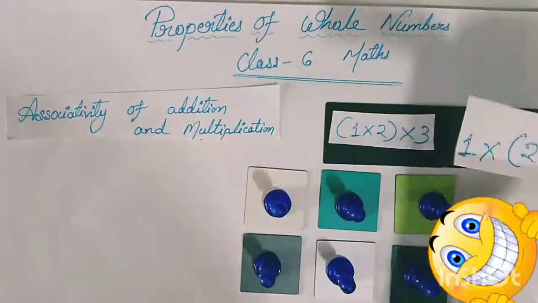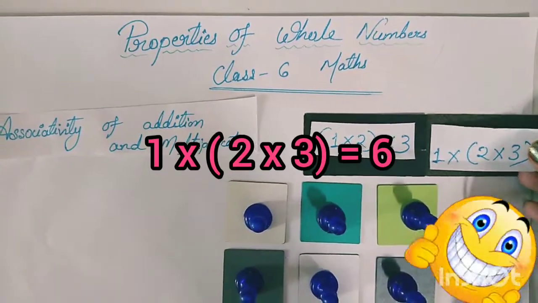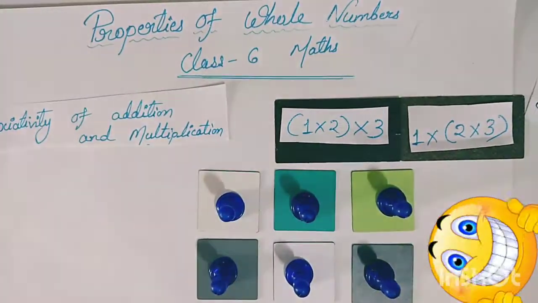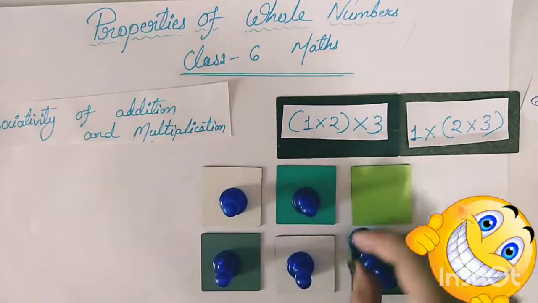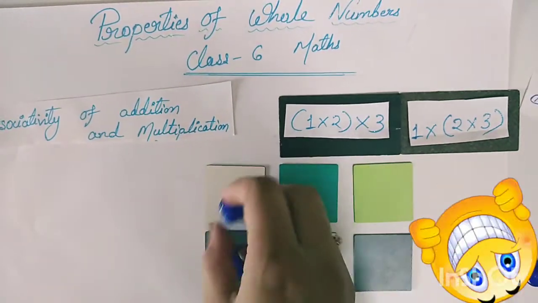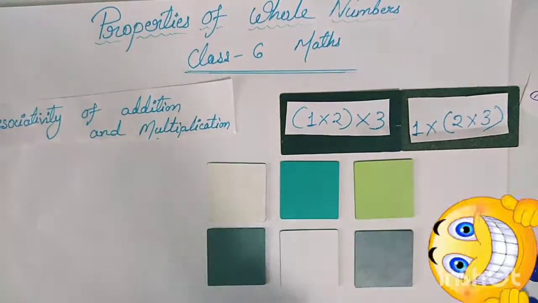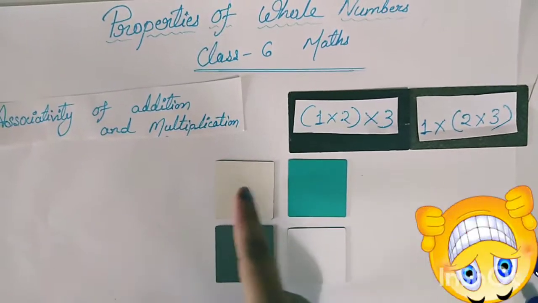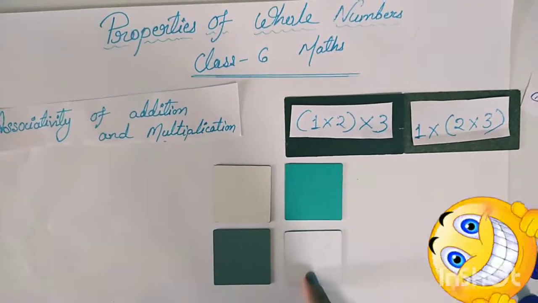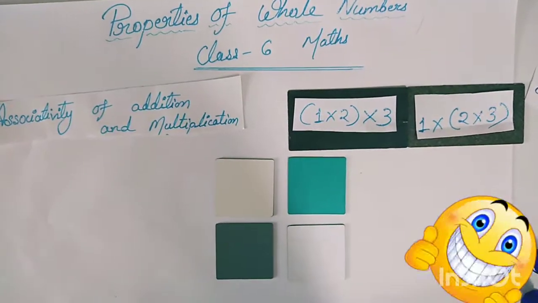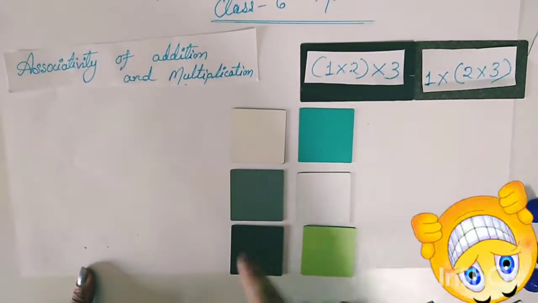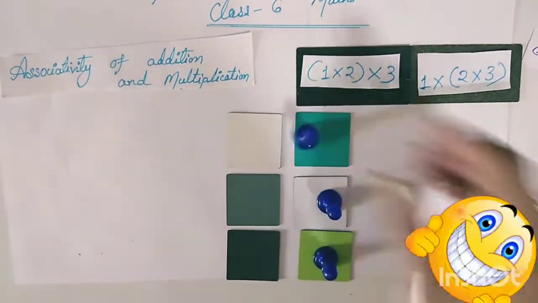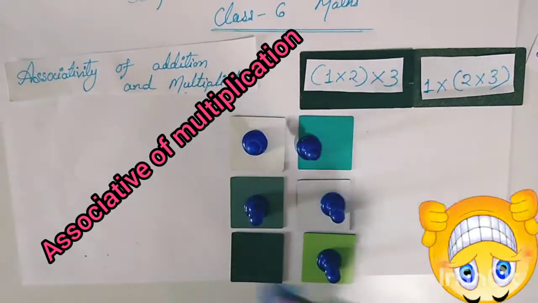Now what in case when we change the order? I am changing the order now. 1 into 2 into 3. Now first we will solve 2 into 3 and then 1. I am taking here first 2 columns, 1 column, 2 columns, and how many rows? 3 rows we have to take. 1 2 3. Now what is our answer? 1 2 3 4 5 and 6.